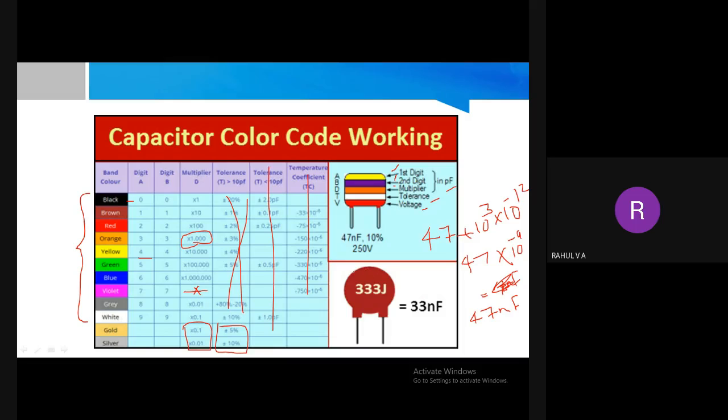Okay, so this comes under numerical coding. I am not discussing that one. Just see this. First color is yellow. Value of yellow is 4. Second color is violet. Value of violet is 7. So 47. Third digit is multiplier and its value is orange. So it is 10 raised to 3. So 47 into 10 raised to 3. And it is in picofarad. So here it is written, the value is in picofarad. So you can write into 10 raised to minus 12. So totally you will get 47 nanofarad. So that is how capacitor color coding works.